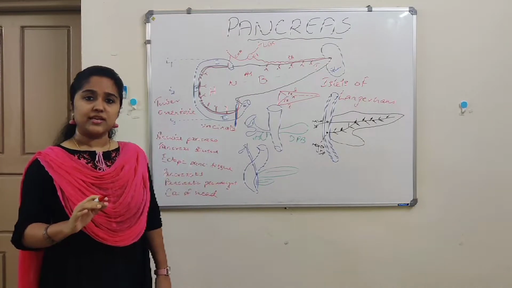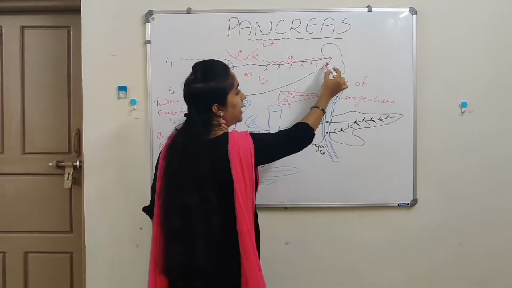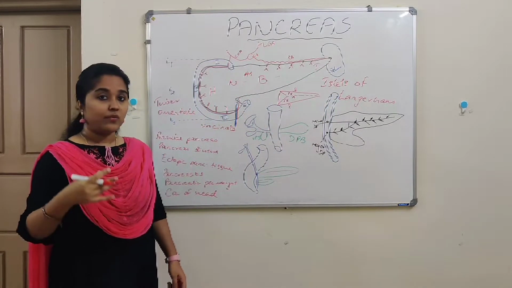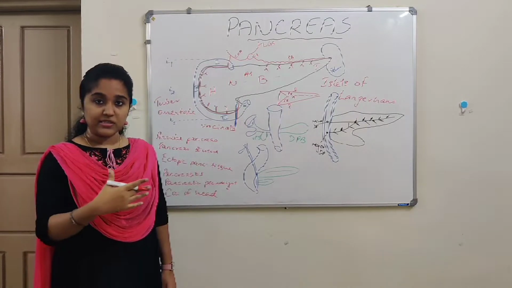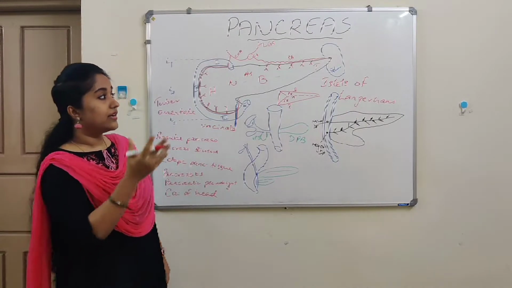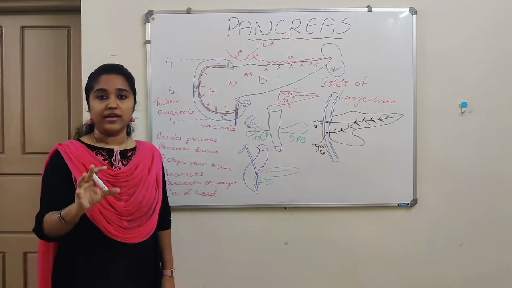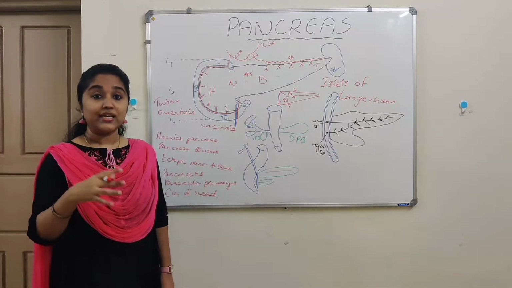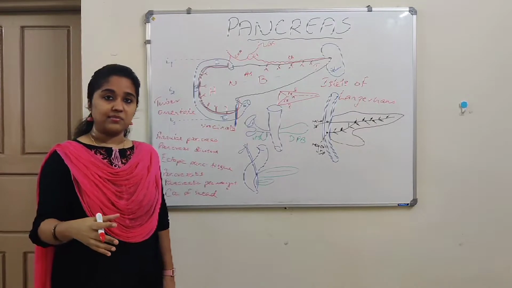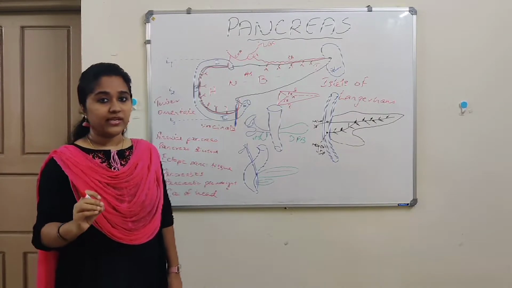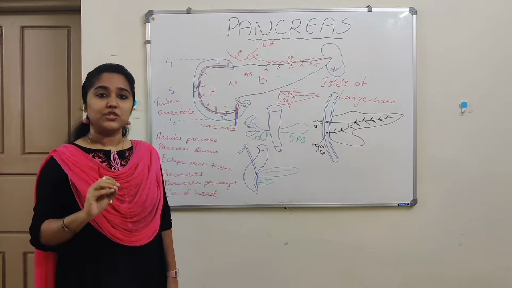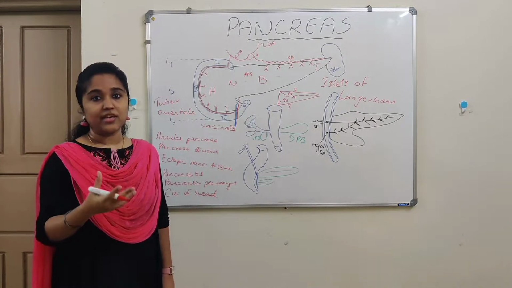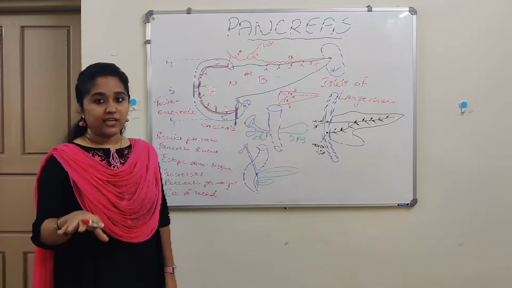So the importance is that since this tail forms a part of the splenic pedicle, in case of splenectomy, when you are going to tie the splenic vessels, care should be taken that the tail of pancreas should not be included in that, because if the tail is included, that can lead to leakage of the pancreatic enzymes, leading to chemical peritonitis or pancreatic fistula. So the splenic pedicle should be ligated very carefully, excluding the tail of pancreas.